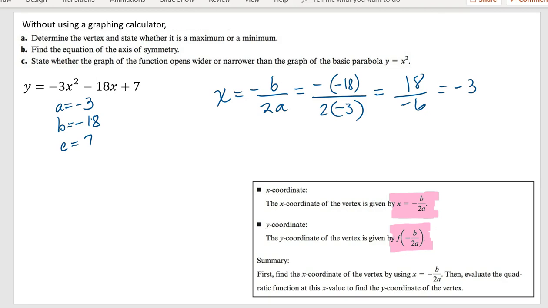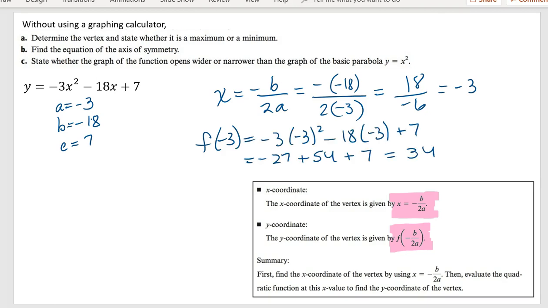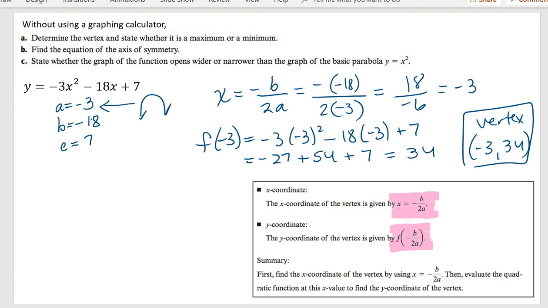Now I need my y value. To get my y value, I take my function and I evaluate it at negative 3. So my vertex will be (negative 3, 34). It also asks me whether it is a minimum or a maximum. This is not hard at all. We look at a. We know that a is negative. If it's negative, it's going to open downward. Our vertex then has to be a maximum because it's at the top of the hill.